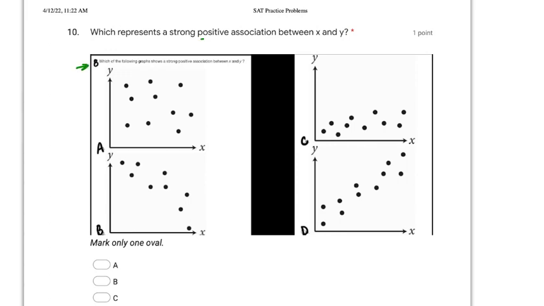Which one of these represents a strong positive association? Strong just means, are they clustered tight together?